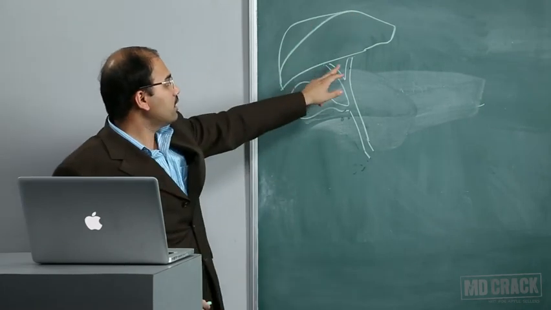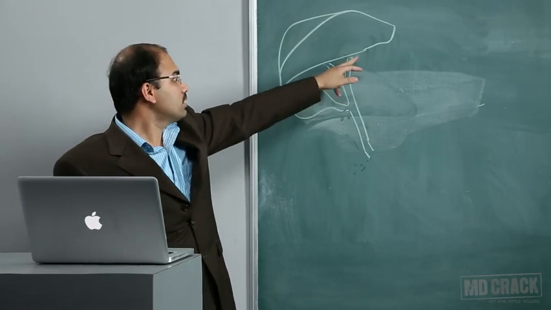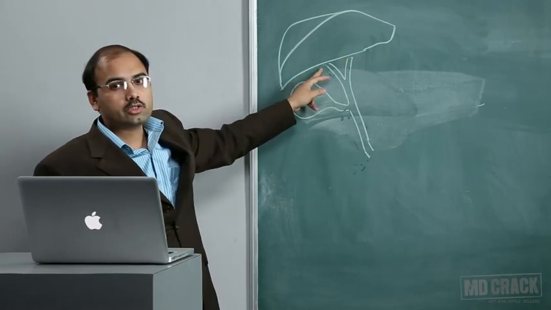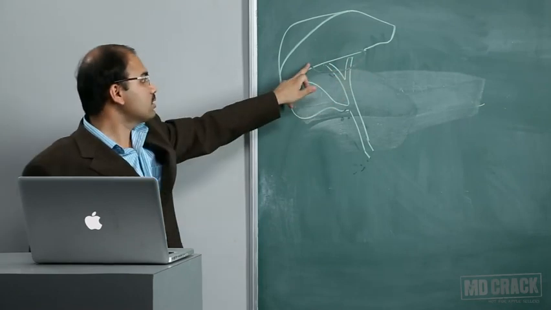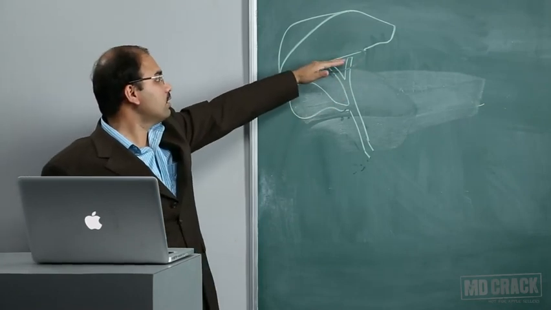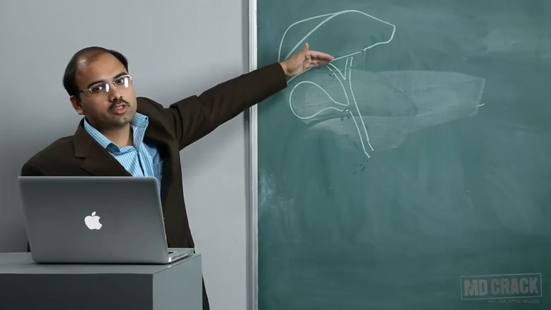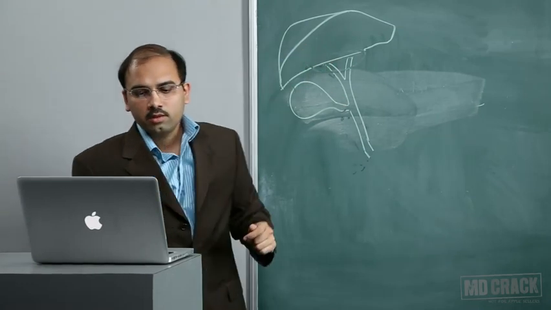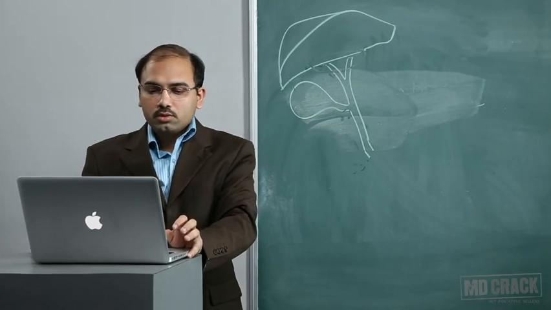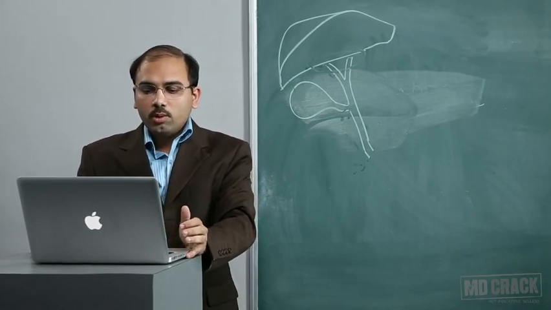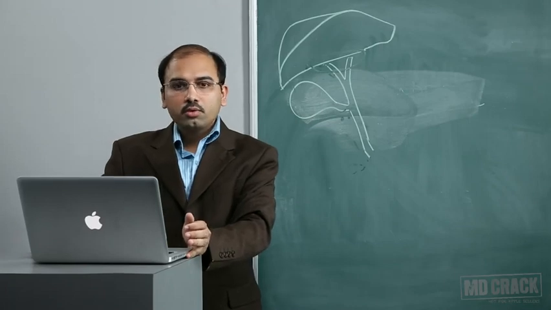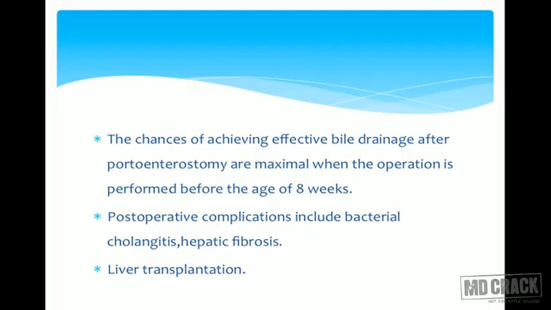So if this is the liver and there is atresia of all this tree, then the Kasai procedure is done, which is also called portoenterostomy. All the biliary tree across the liver capsule is taken out and the bowel is directly anastomosed to the liver capsule. So a Roux-en-Y loop of jejunum is anastomosed to the exposed area of liver capsule above the bifurcation of the portal vein, creating a portoenterostomy. The chances of achieving effective bile drainage after portoenterostomy are maximal when the operation is performed before the age of 8 weeks. So if the patient presents prior to 8 weeks, it has an excellent prognosis.